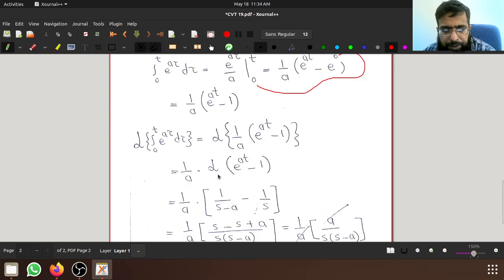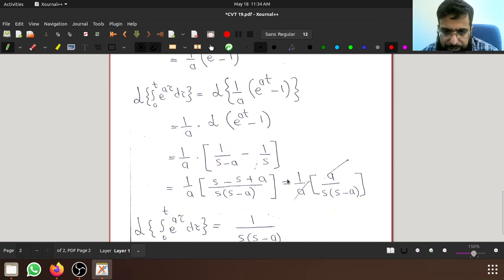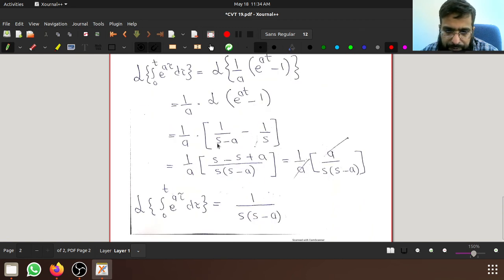And we know the 1 over a is a constant, and for the Laplace transform of e to the a t minus 1, the linearity property says that this 1 over a can be taken out, and the Laplace transform for these two can be computed separately, and then they can be subtracted. So the Laplace transform of e to the a t is 1 over s minus a, minus the Laplace transform of 1, which is 1 over s, we studied previously, times 1 over a, and then we compute the LCM of these two, and after some calculations, we reach the same answer as we reached in a.